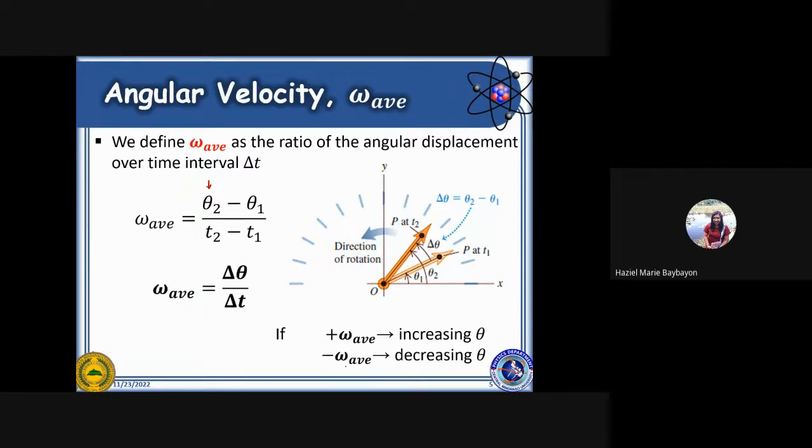However, if theta is decreasing, meaning mas gamay ni siya value compared to this, so theta 2 minus theta 1 is negative. Therefore, your omega average is negative. Okay? Now, the SI unit for angular velocity, kung ang unit sa velocity class is meters per second, the angular velocity, it has units of radians per second.